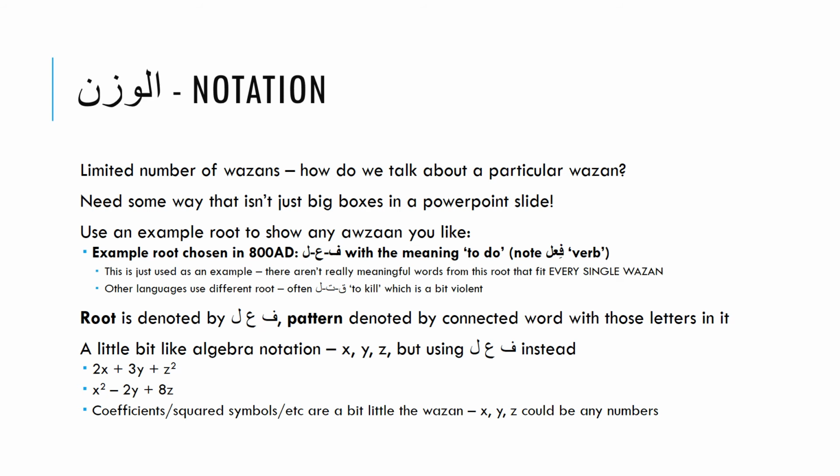Think of equations. 2x plus 3y plus z squared, or x squared minus 2y plus 8z. Both these equations have x, y, and z in them, right? They're doing very different things in each of the equations, but there's an x, a y, and a z. So you can think of the x, y, and z as the root, and the coefficients, the squared symbols, the pluses and minuses are a little bit like the wazn. X, y, and z could be any numbers, just like fa, ayn, and lam could be replaced with any root that we could possibly want, any jadr that we could possibly want.